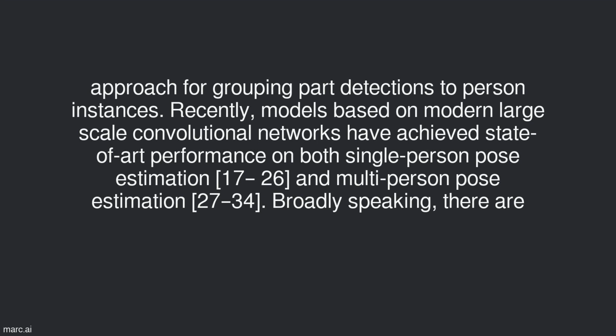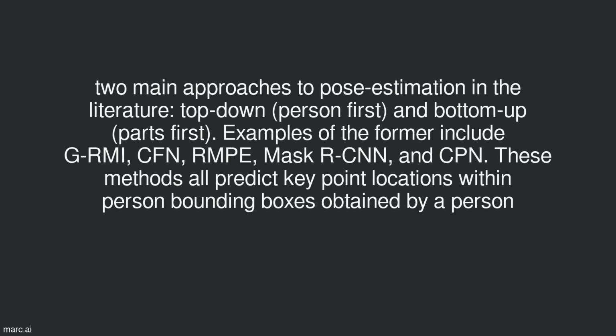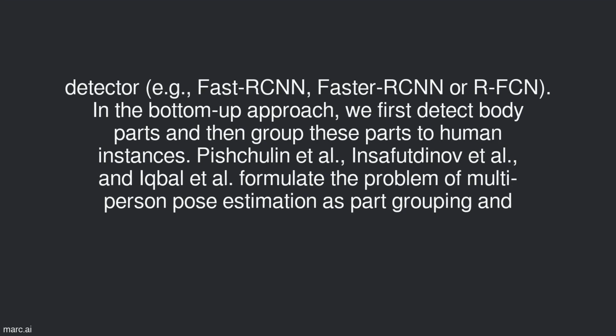Broadly speaking, there are two main approaches to pose estimation in the literature: top-down, person first, and bottom-up, parts first. Examples of the former include G-RMI, CFN, RMPE, Mask R-CNN, and CPN. These methods all predict keypoint locations within person bounding boxes obtained by a person detector, e.g., Fast R-CNN, Faster R-CNN or R-FCN. In the bottom-up approach, we first detect body parts and then group these parts into human instances.